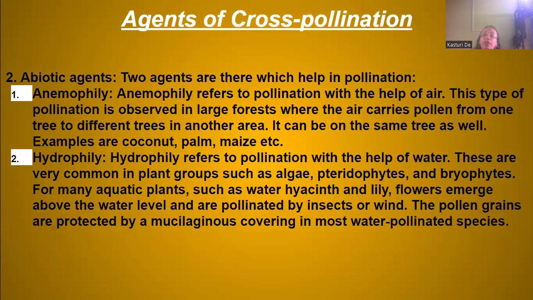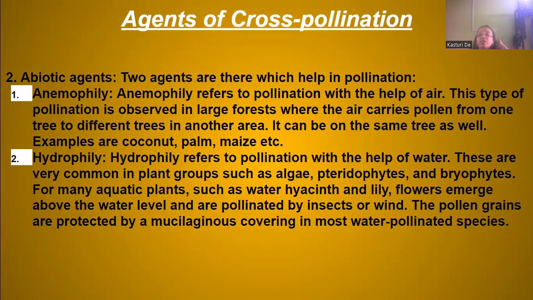Now we come to abiotic agents. What are the abiotic agents? Abiotic agents are wind, that is air, and water. When air is used as a pollinating agent, it is known as anemophily. This type of pollination is observed in large forests where the air carries the pollen from one tree to another tree in another area. It can be on the same tree as well, like coconut, palm, maize, etc. Hydrophily is when water is used as a pollinating agent.